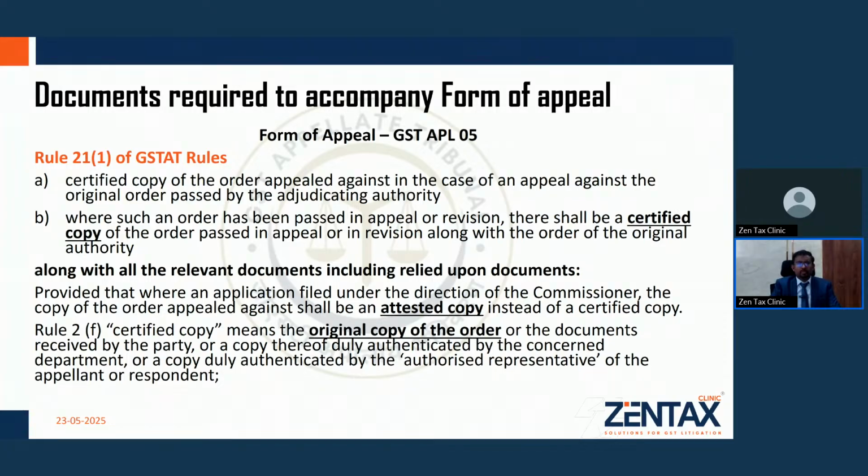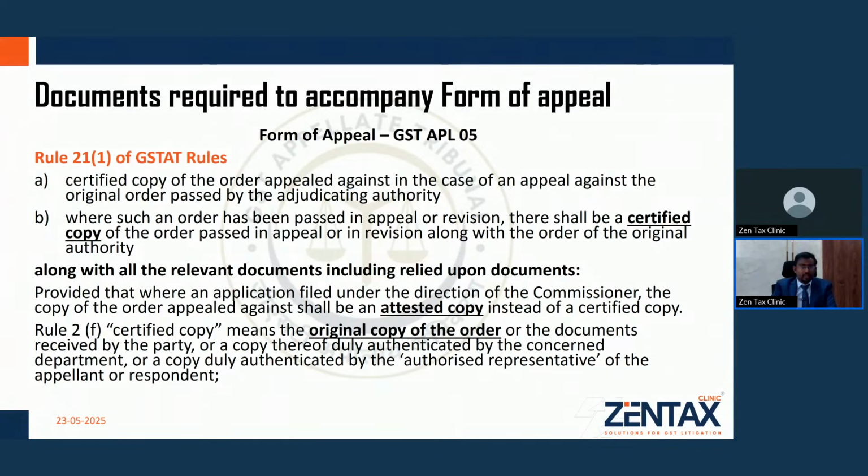Rule 2, the definition portion of the GST procedure rules, Rule 2 sub-rule F, clearly defines what a certified copy is. Certified copy means an original copy of the order or the documents received by the party, or a copy thereof duly authenticated by the concerned department, or a copy duly authenticated by the authorized representative of the appellant or the respondent. So certified copy means, first and foremost, the original copy of the order. You have only one original copy of the order. Say, let's assume it was a signed physical copy of the order which was served on you.